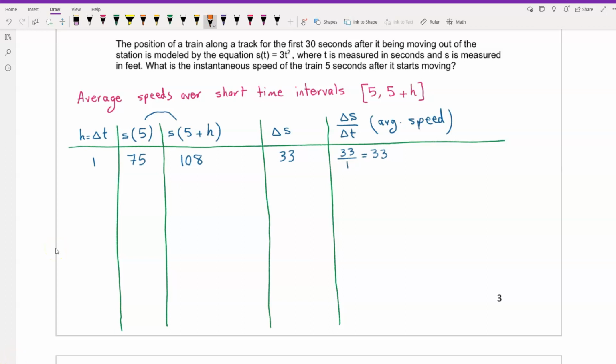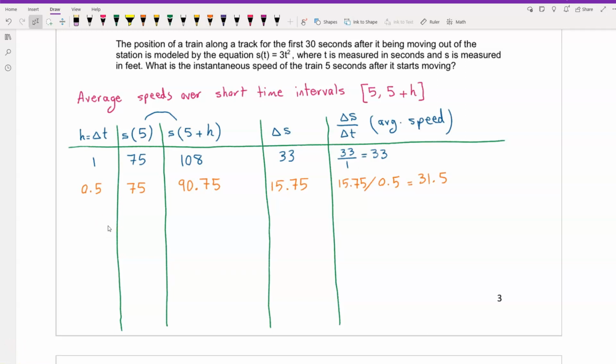So making the time interval smaller, for h I'm going to use 0.5. s of 5 is, again, 75. s of 5 plus h, in this case, is s of 5.5. Using 5.5 in this function, we have 3 times 5.5 squared. This is 90.75. For change in s, subtract these two numbers: 90.75 minus 75 is 15.75. And finally, average speed is 15.75 divided by 0.5. So the answer is 31.5.